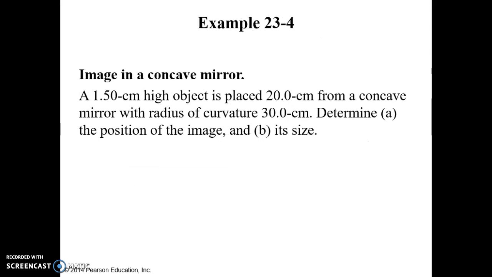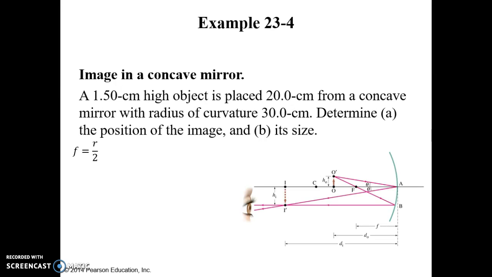Okay, so for our first example, we have a 1.5 centimeter high object that is placed 20 centimeters from a concave mirror with a radius of curvature of 30 centimeters. We want to determine the position of the image and its size. We'll use this figure as a reference.